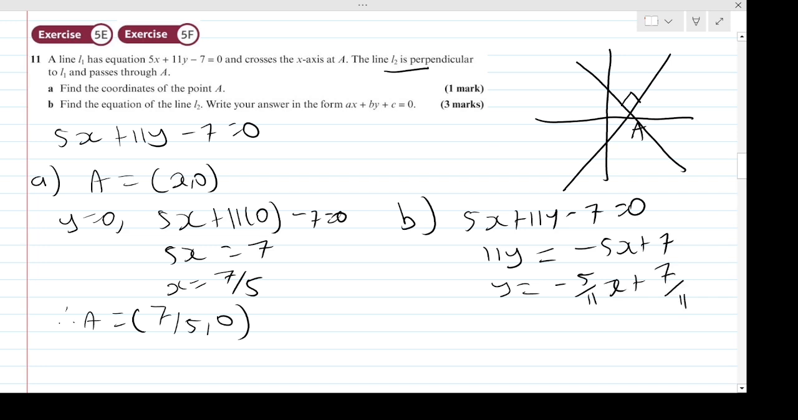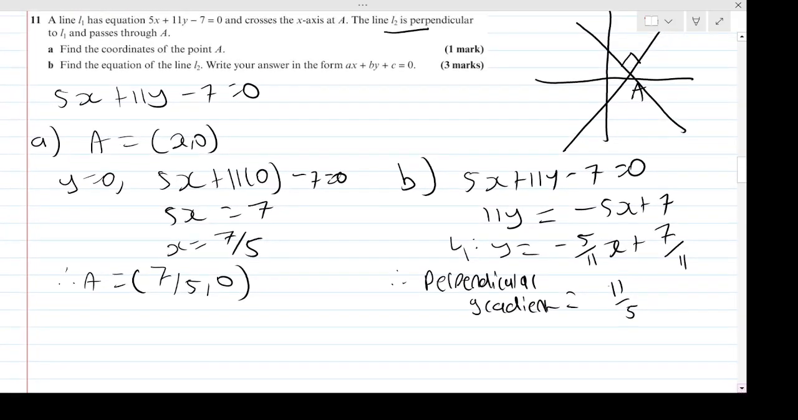Cool. That means I can spot the gradient of L1: it's -5/11. So the perpendicular gradient is the negative reciprocal. Firstly the reciprocal, which is 11 over 5 if we flip the fraction. Then we negate it, but the negative of a negative gives a positive. So that would be just positive 11 over 5, and that would be our gradient.